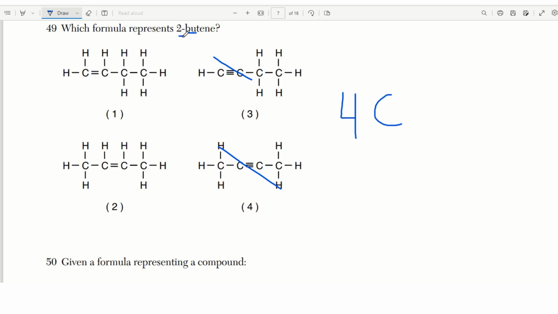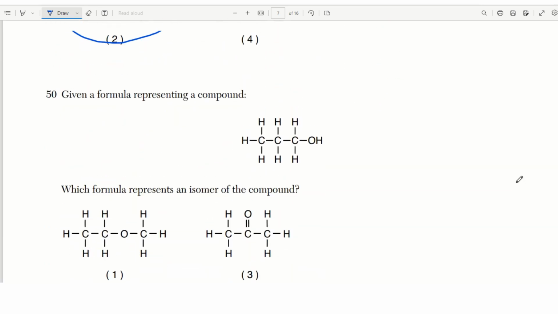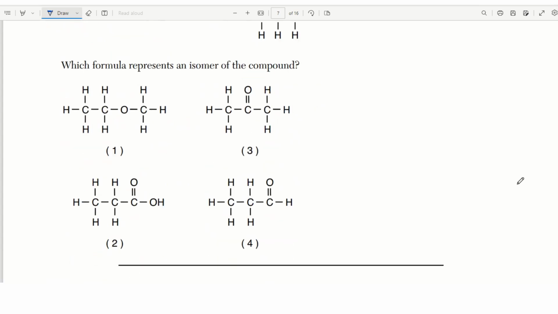So 2-butene means the lowest carbon number it is attached to is a 2. So 1, 2, 1. See how this is carbon number 1? This bond is attached to that carbon. So it would be 1-butene. So there's 2-butene.